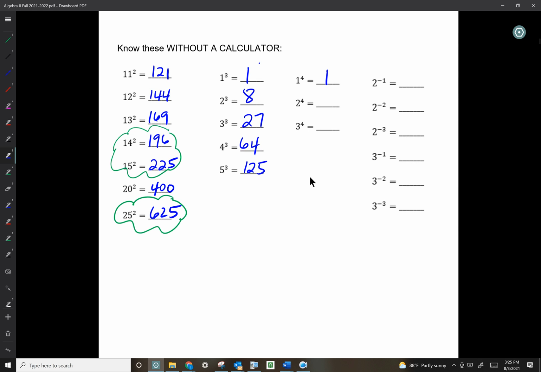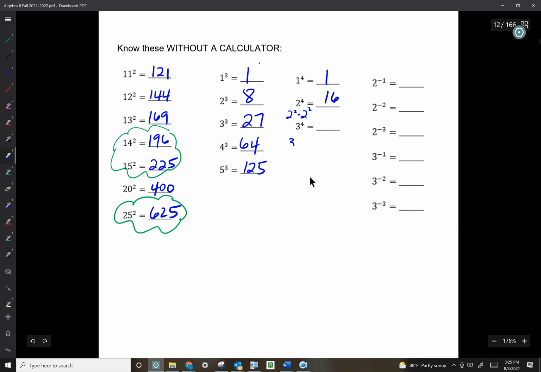And then these to the 4th, well, like we said, anything to 1 to any power is just 1. But these seem harder than they are, because remember how we said when you multiply the same base, you add your exponents. So think of this as like 2 squared times 2 squared, right? Because you would add your exponents, that's 2 to the 4th. Well, isn't that just going to be 4 times 4?